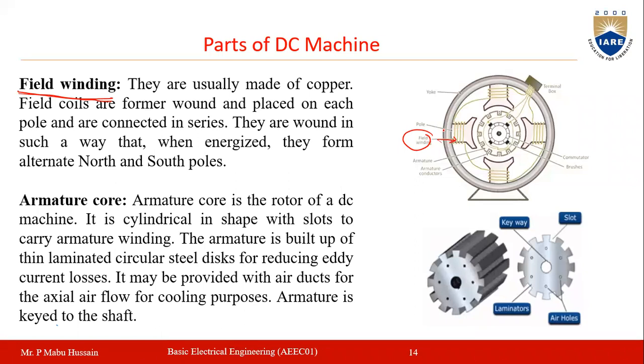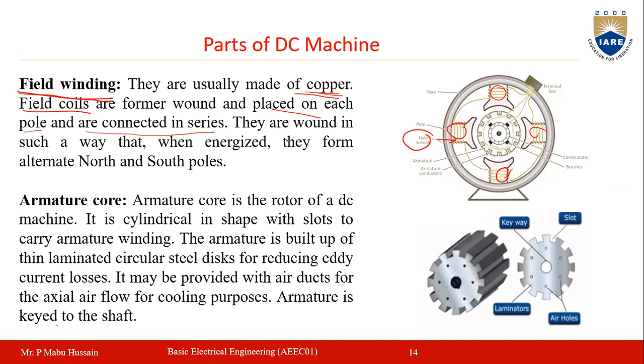Generally this field winding is made up of copper. So copper material is used for these field windings, and they are placed on the pole and are connected in series. If you see here, each pole has some part of the field winding, and all the field windings in all pole cores are connected in series. The field coils are placed on each pole and are connected in series.